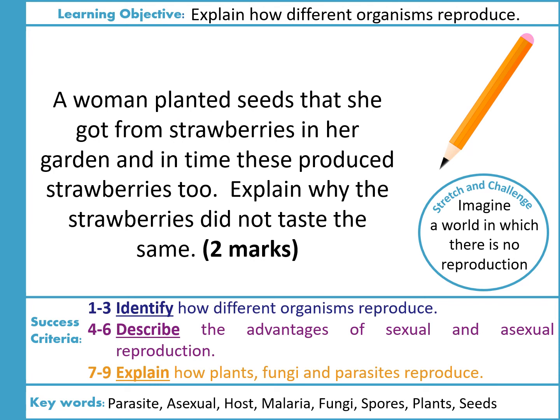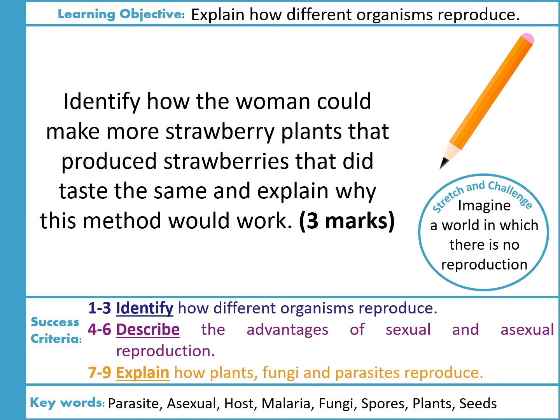So the questions on the next two slides are going to form part of your submitted work to me, please. The first one says, a woman planted seeds that she got from strawberries in her garden, and in time these produced strawberries too. Explain why the strawberries did not taste the same. Pause the video here for you to answer that part. And the second part of this question is, identify how the woman could make more strawberry plants that produced strawberries that did taste the same, and explain why this method would work.